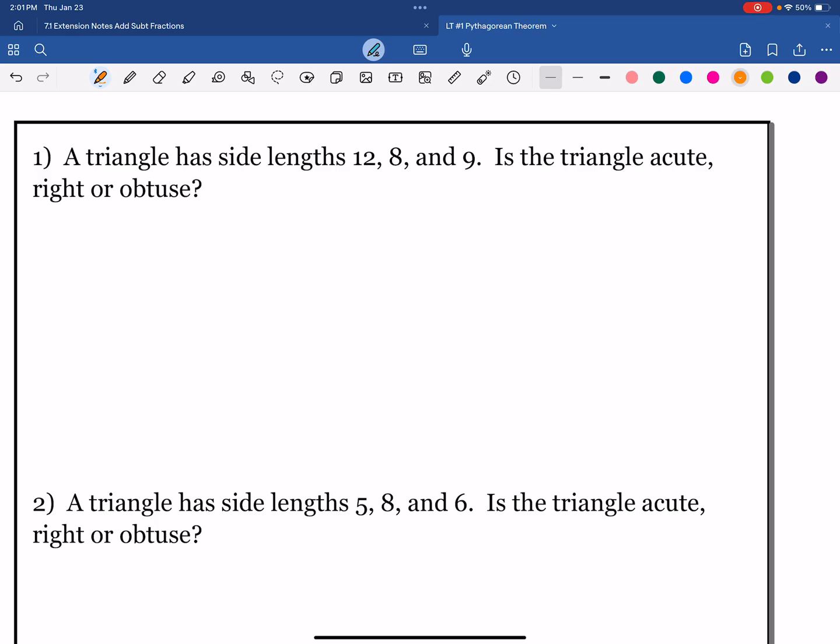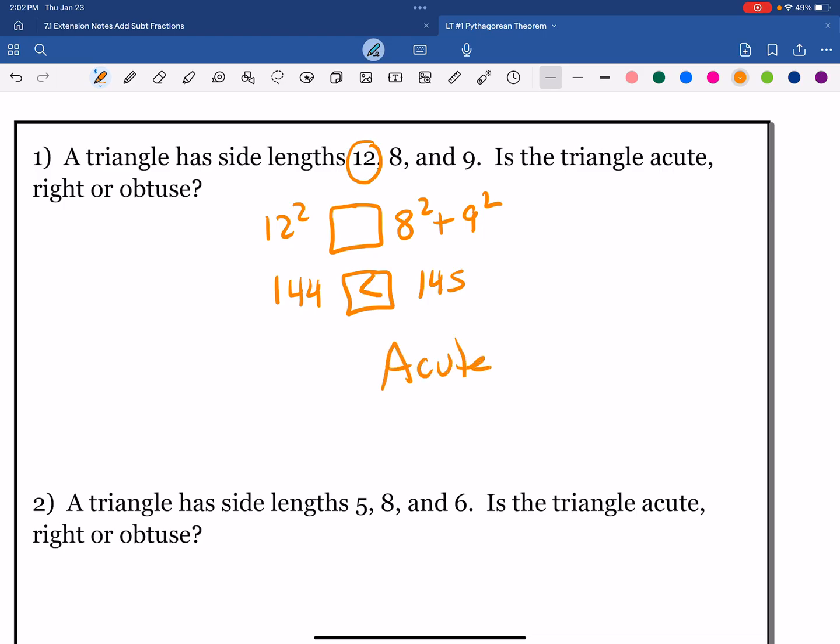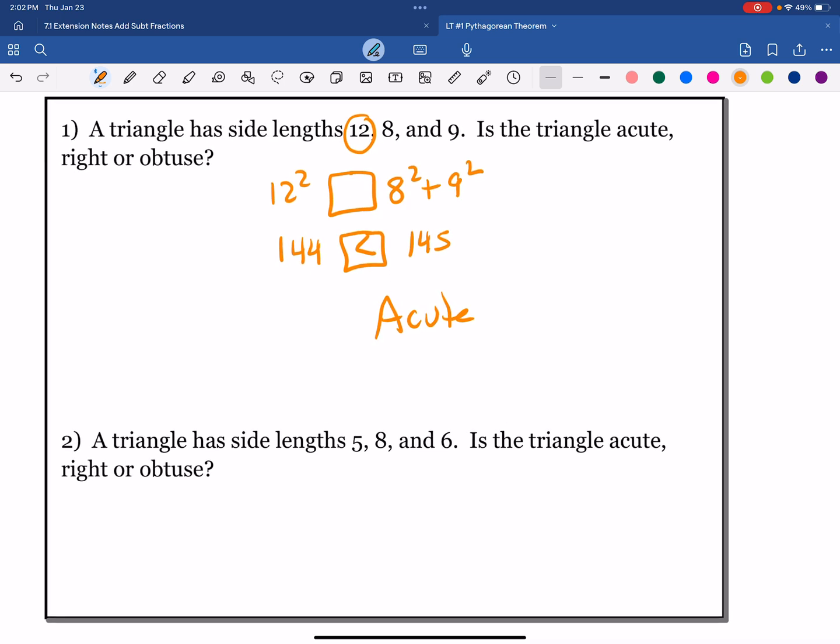In number 1, 12 is the longest length. So I'm analyzing 12 squared. How does that relate to 8 squared plus 9 squared? So we're looking at 144 and 145, and that is less than. Hence, we have an acute triangle. All three angles are less than 90.